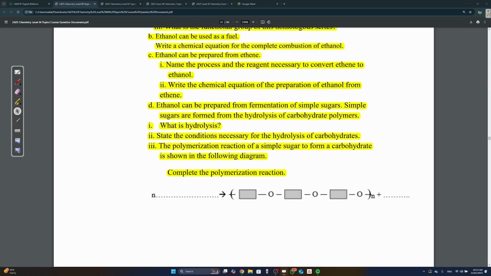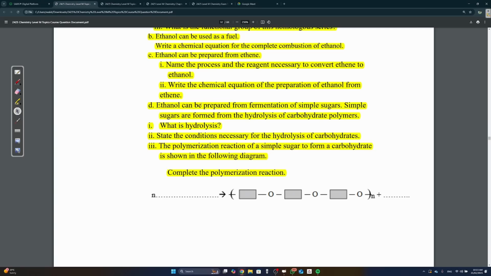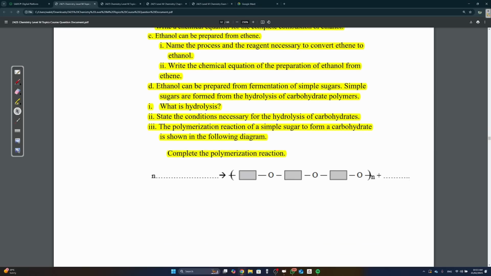Ethanol can be prepared from the fermentation of simple sugars. Simple sugars are from the hydrolysis of carbohydrate polymers. What is hydrolysis? Hydrolysis is the breakdown of a certain molecule, but you need to react it with water. You can't just break something down by sake. Remember, hydro comes from water. So hydrolysis is the breakdown of a certain molecule in the presence of water.